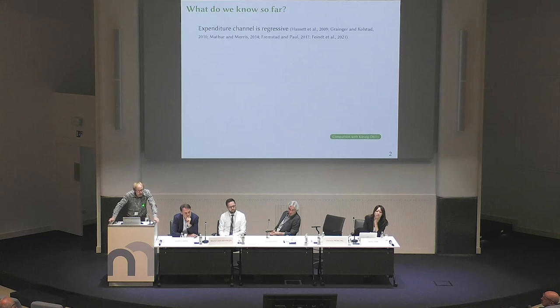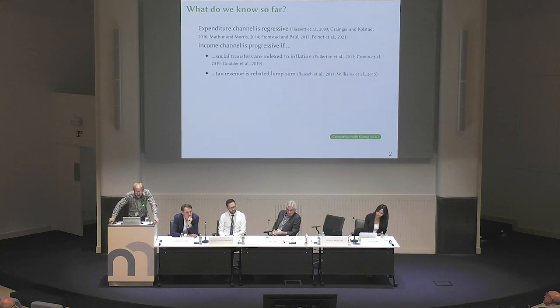So what do we know so far? I'm not the first person looking at this. There are quite a few studies that focus more on this expenditure channel, and they confirmed that indeed poor people spend a larger share of their income on high energy goods, in particular gasoline and natural gas. There are also a few studies that look at this income channel, and they say this income channel can be beneficial for the poor if, for example, social transfers are indexed to inflation or if the tax revenue is rebated lump sum. But absent these mechanisms, this income channel is typically neutral, and overall the tax is going to be regressive.